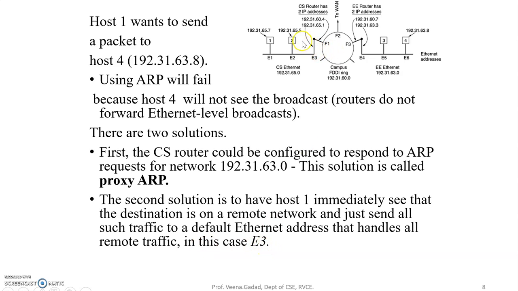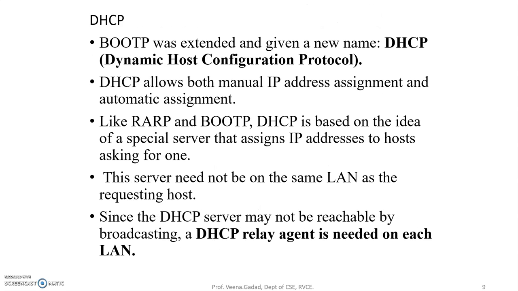So if you just look, E3 has the IP address 192.31.65.1. So all the traffic from E1 to E4 is being sent to your E3, right? So this is how your ARP works.